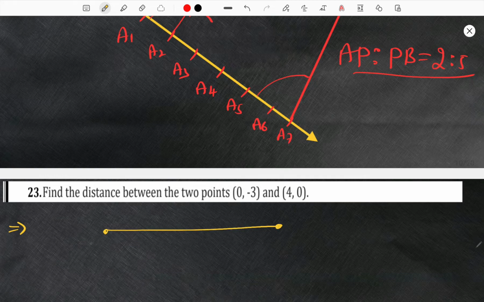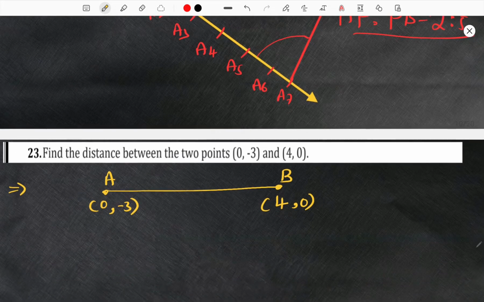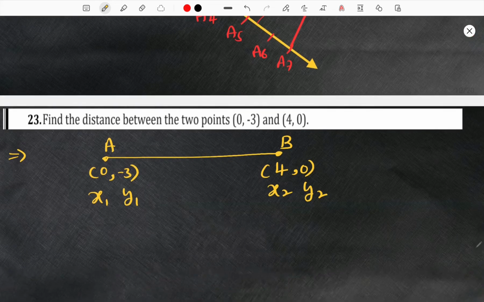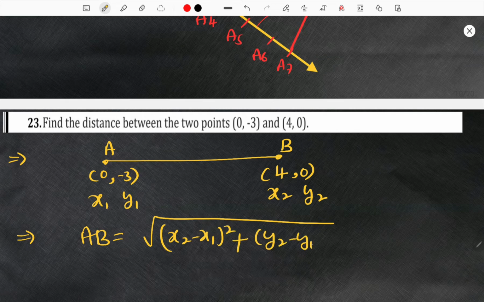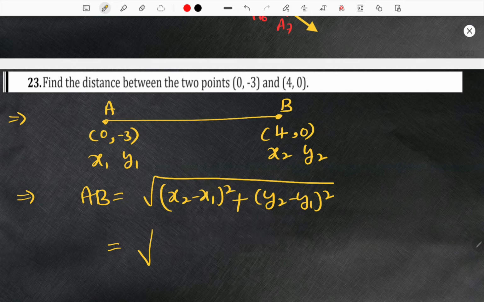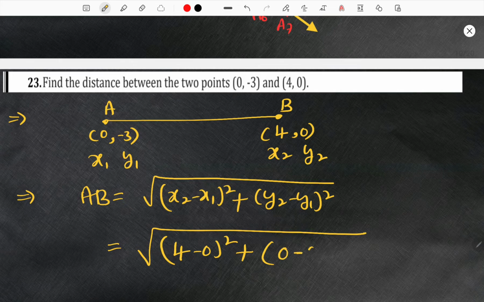Let us call this point as A and this as B. The first point is 0, minus 3 and the second point is 4, 0. Let us call this as x1, y1 and this as x2, y2. Now, AB is equal to, what is the formula? AB is equal to under root x2 minus x1 whole square plus y2 minus y1 whole square. So under root x2 minus x1 whole square is 4 minus 0 whole square plus y2 minus y1 whole square is 0 minus of minus 3 whole square.